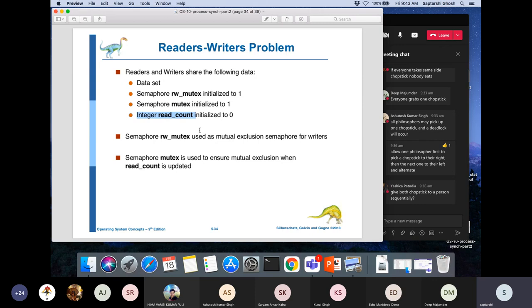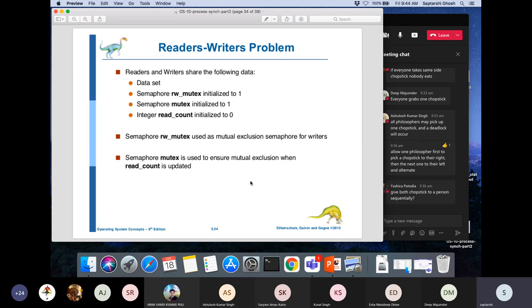Which will be, as we will see, updated by multiple processes. Now, whenever you have an integer or a data item updated by multiple processes, you need to protect access to it. Therefore, we need a semaphore which is mutex. Right? So RW mutex and mutex have two different purposes. RW mutex is used for mutual exclusion to the dataset, but mutex is used for mutual exclusion of this read count variable.